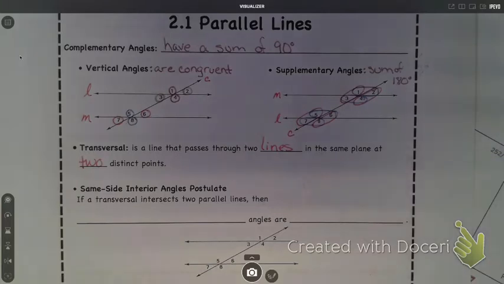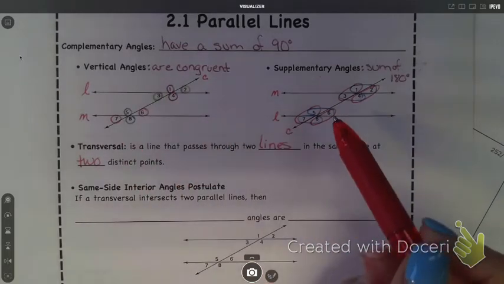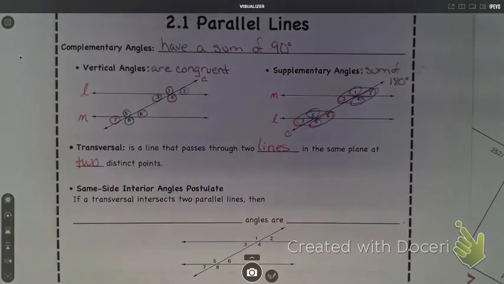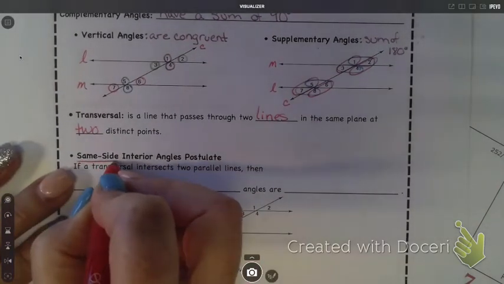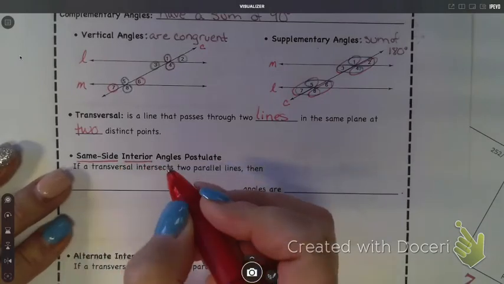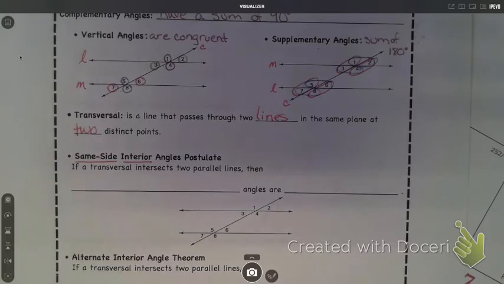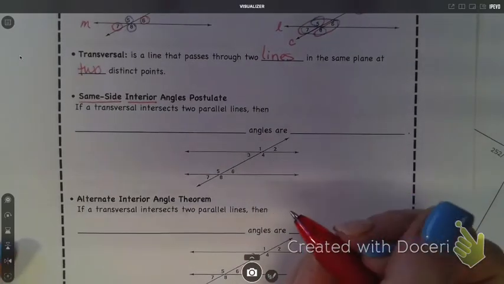What transversals do for us is give us special types of angles. You know vertical already, and you know supplementary already, but they look a little bit different here than before, right? We also have other angles. We have same side interior angles. The word tells you how these are placed. The same side interior angle postulate, remember that's a rule that we accept as fact, involves a transversal.